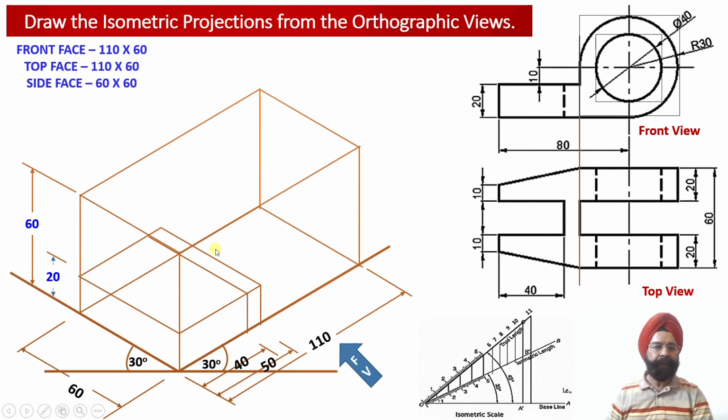So this way, this flat portion corresponding to this portion of the solid has been appropriately located in the isometric projections. Now let us locate this portion and this portion corresponding to this horizontal web. So we can see that there are two cross sections over here. The width of the solid is 60 millimeter. So this width is 20 millimeter.